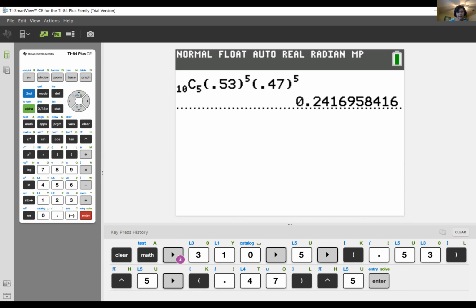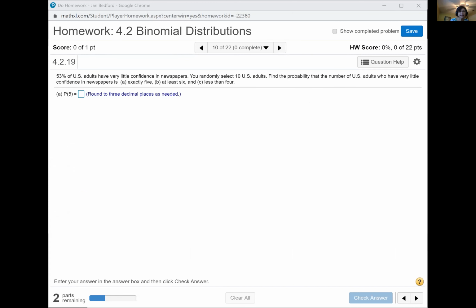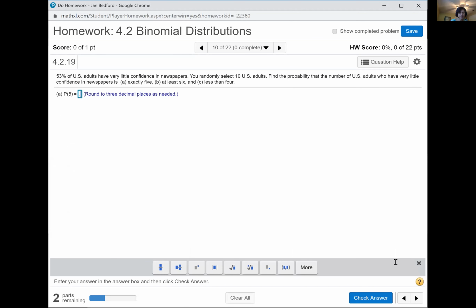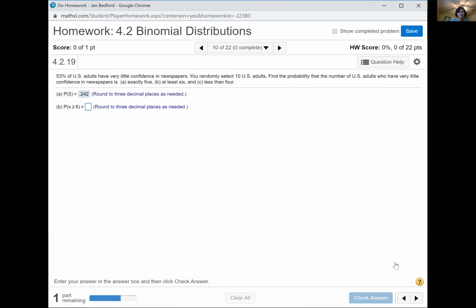Let's go back and look at this problem. It says round to 3 decimal places. So I had 0.24 and then I think it was 16. So what am I going to put in for the next digit? 2. All right, let's check this. That is correct. Now, before we do the next one, how could we find the probability that x equals 5 by just using the way the graphing calculator is programmed? You remember what we do with that?